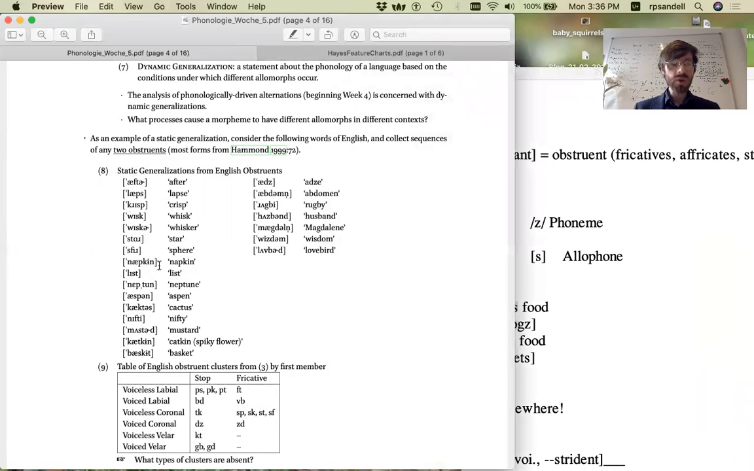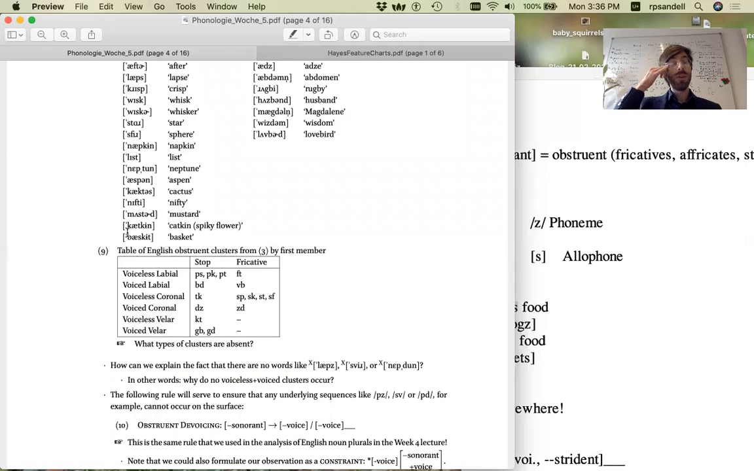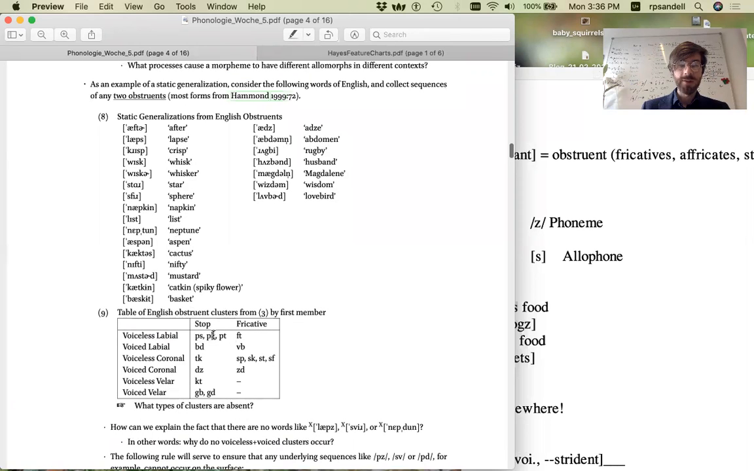Good. So looking at this data, I've gathered it as follows. We've looked at instances sorted by first member, and whether the first member is a stop or a fricative. So we have clusters in this data like psa, ka, and pta, and clusters like fta. So for instance, in after and lapse and crisp, we all have instances of voiceless sounds going together.